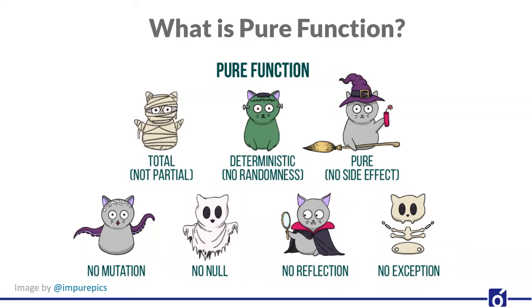No mutation. And since the starting of functional programming, we have been taught that there should be no mutation in our program. No null, that is so obvious. No reflection and no exception. And actually, do not throw exceptions, use Either, use Try or use Options. That makes your program much more readable and easy to understand and easy to reason with. So don't throw exceptions. And if you are doing it, just be sure what you are doing.